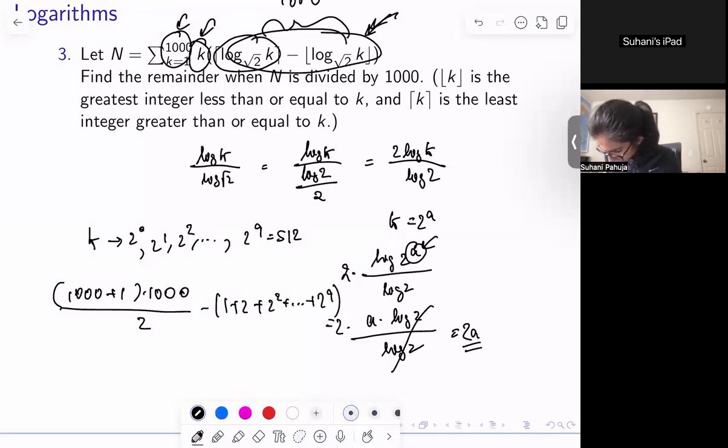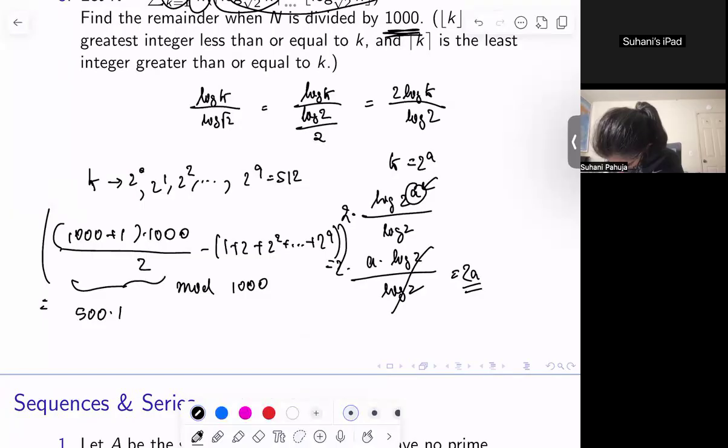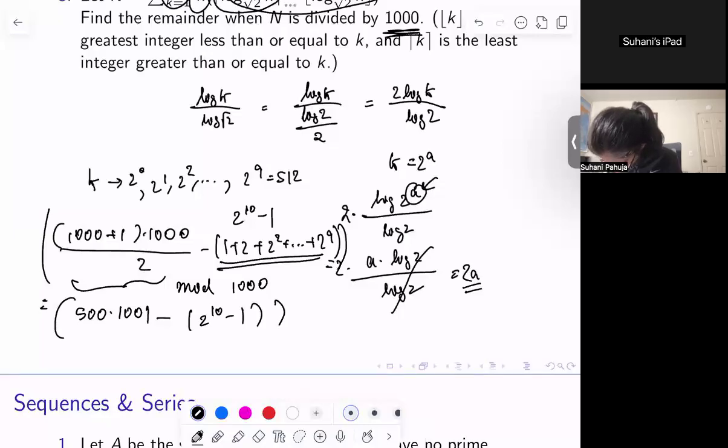And of course, we want to find this mod 1,000, like the remainder when it's divided by 1,000. So we can calculate this. We want to find it mod 1,000, so you might as well directly do that. And so then this becomes 500 times 1,001, minus a geometric series whose value is 2 to the 10 minus 1 by the geometric series formula. And you want to find this mod 1,000.